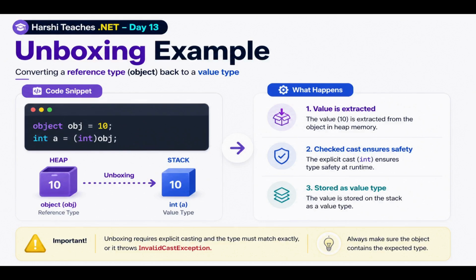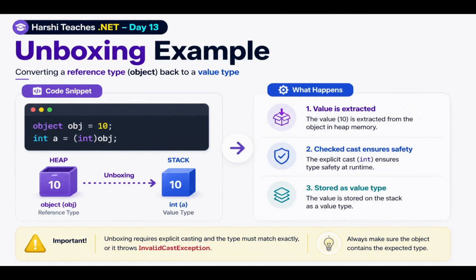So what exactly is happening behind the scenes? First, .NET goes to the heap and finds the object. Then it extracts the value, in this case it is 10. After that, it places that value back into the stack as a normal value type. So now a is just a regular integer value. So simple, right? But there is one important thing you should always remember.